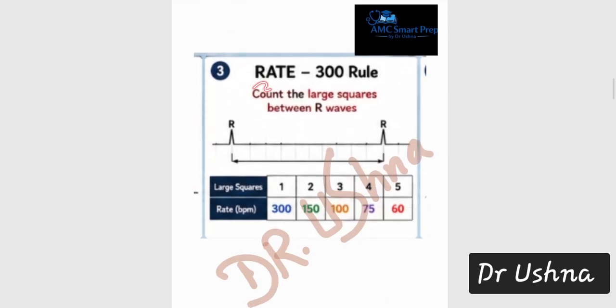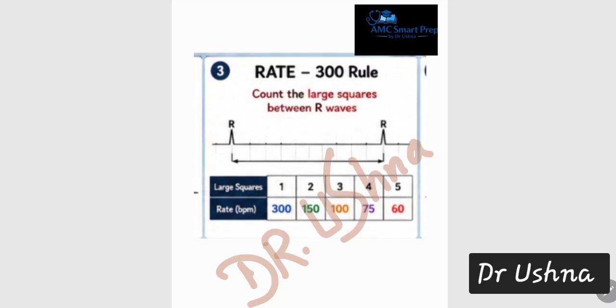So what is rate? Normally, we use the RR interval, which is the quickest way to see the rate. Okay, so from one bold block to the next bold block, we have different parameters. This is 300, this is 150, then 100, 75, 60. And then 50, 40, 30. That's how you count down the rate.